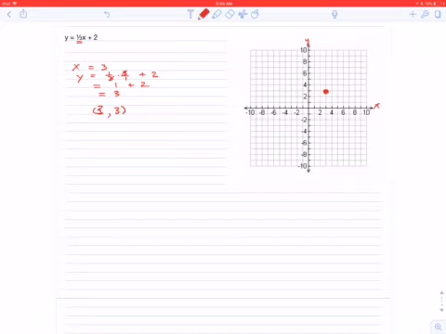So let's choose another value for x. Again, I want a multiple of 3 so I can get rid of that fraction. So let's try 6. If x is 6, so y equals 1/3 times 6 plus 2. When I simplify it, I get 2 plus 2, or 4. So the ordered pair is 6, 4. When x is 6, y is 4. There's my 2 points. You only need 2 points to draw a straight line.